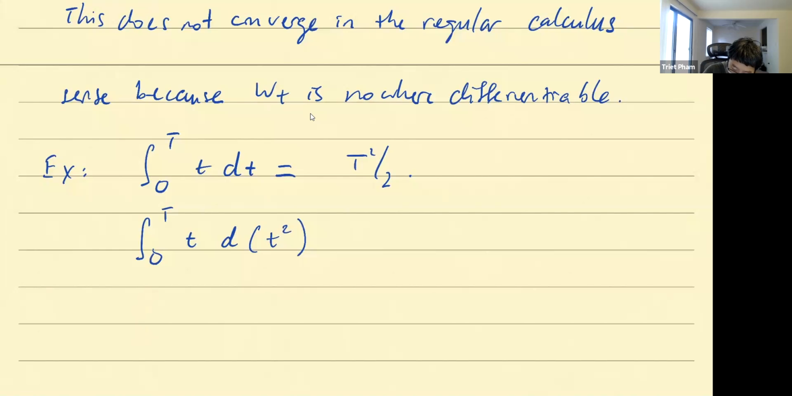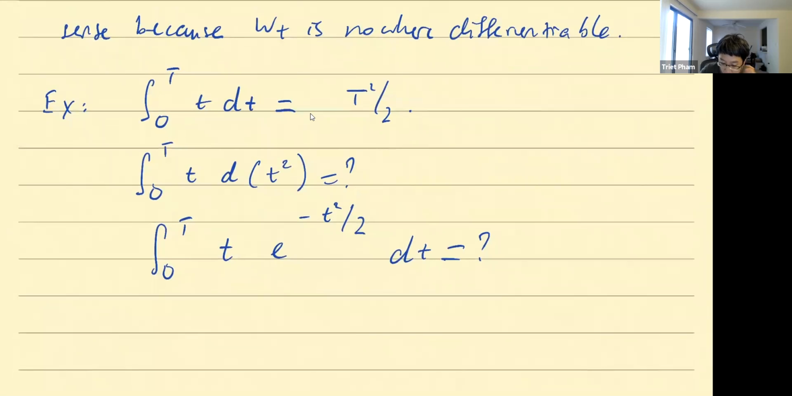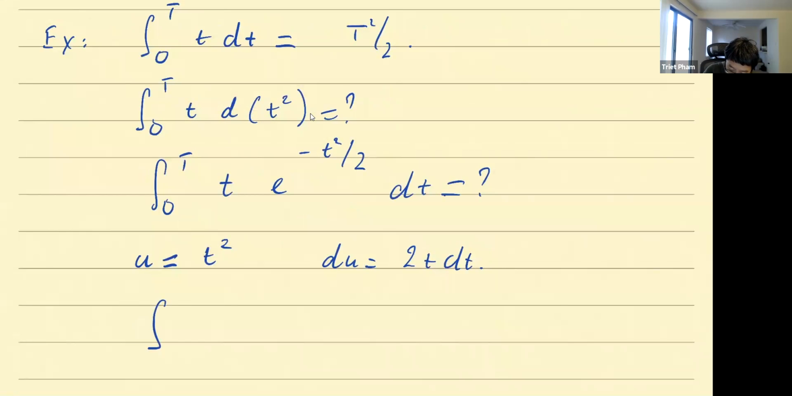Let's say the integral of t e to the minus t squared over 2 dt. How would you calculate something like this? If you know your calculus, that's a very easy calculation because you will not hesitate to say, let u be t squared. Then du is 2t dt, and you would replace this integral with 0 to square root of T, and then e to minus u over 2, 1/2 du, equals blah, blah, blah.